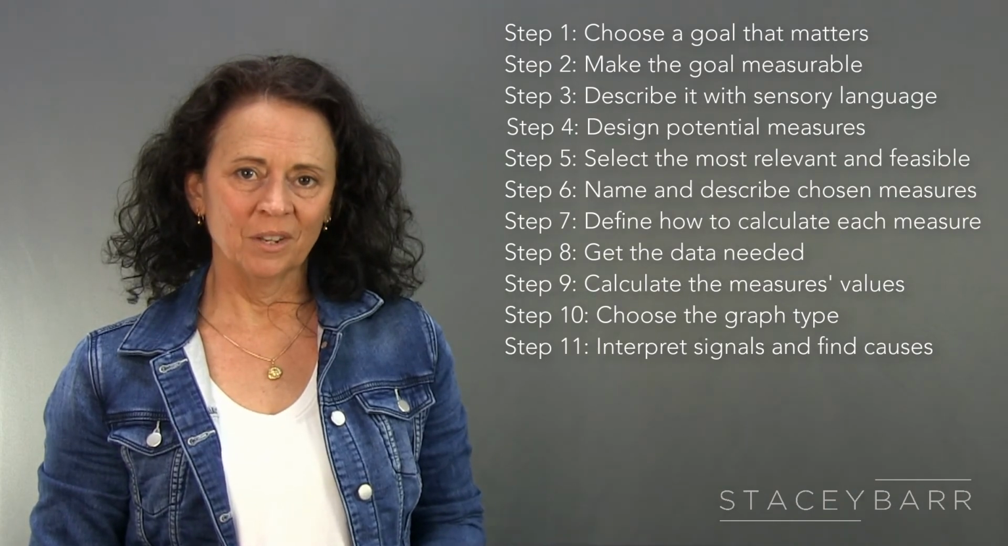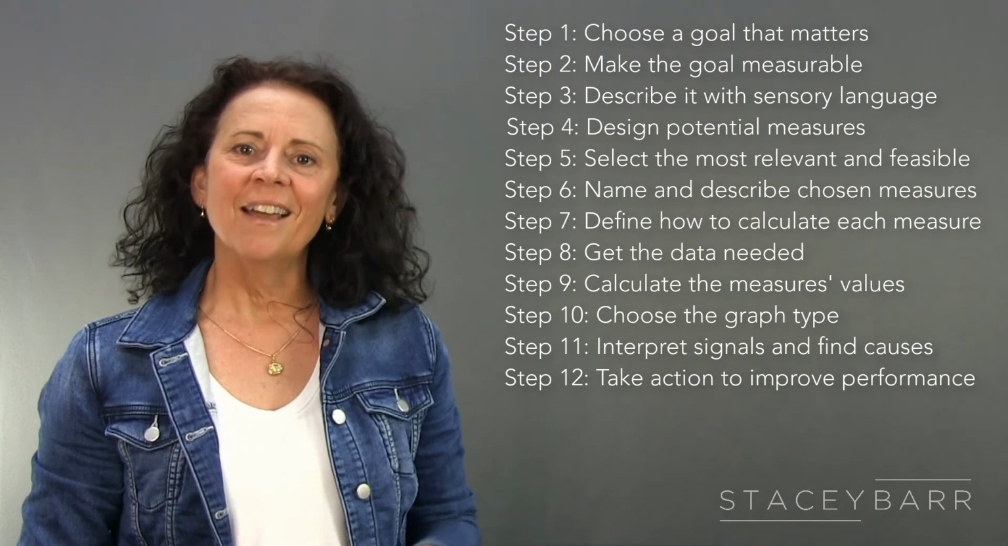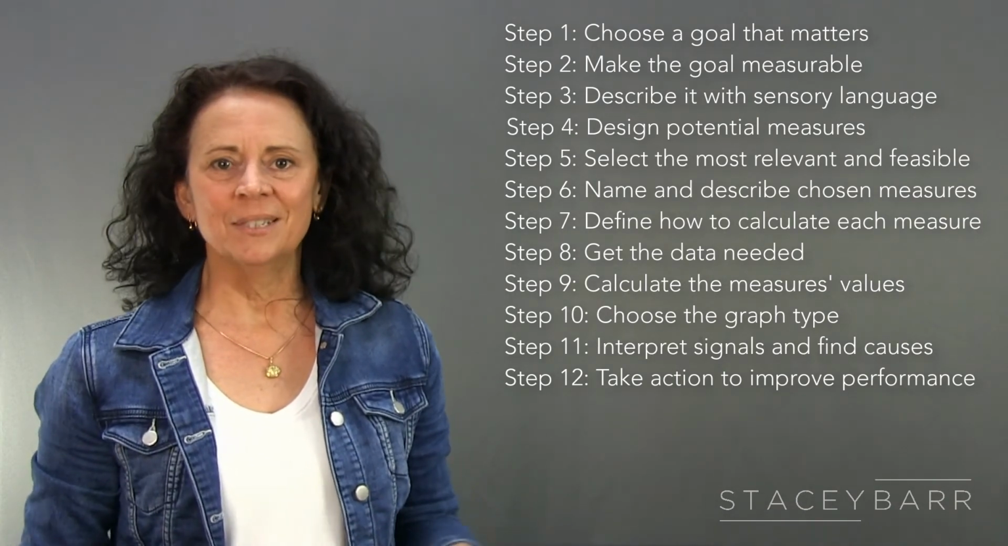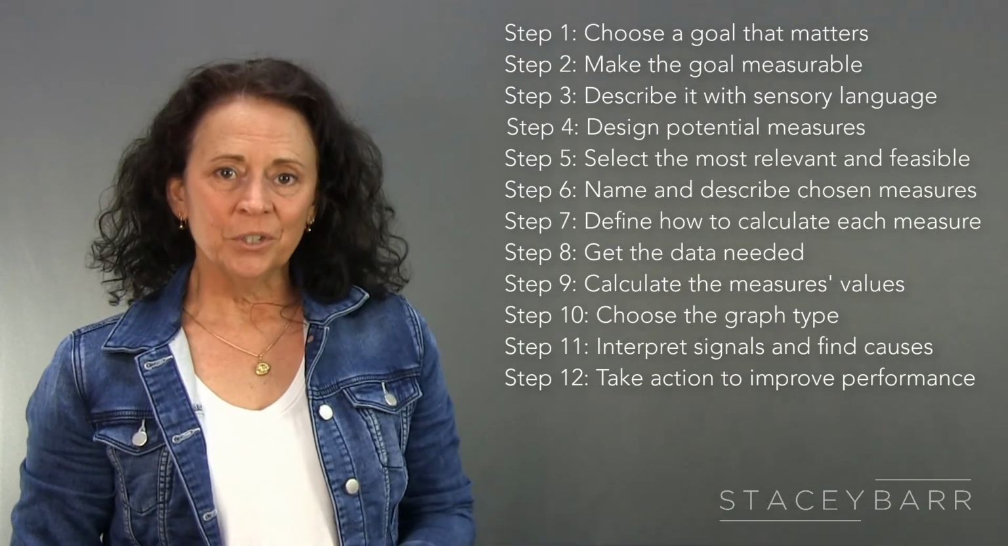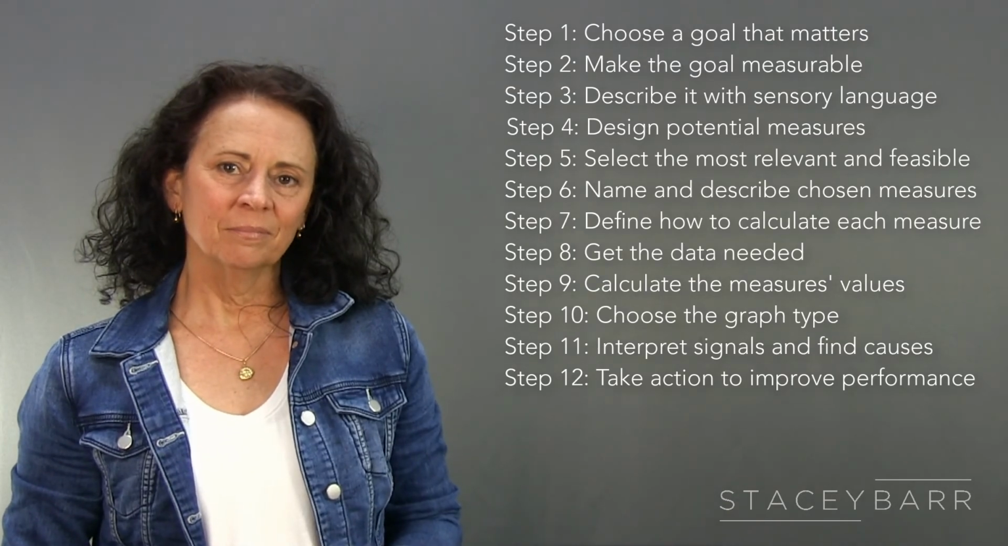And step 12, our final step, is to make a decision and take action to move closer to your goal. You can whip up a business improvement experiment in 15 minutes or so. Then it's up to you to know how much time to give to implementing that experiment. And that's the 12 steps to getting started with KPIs or performance measures.